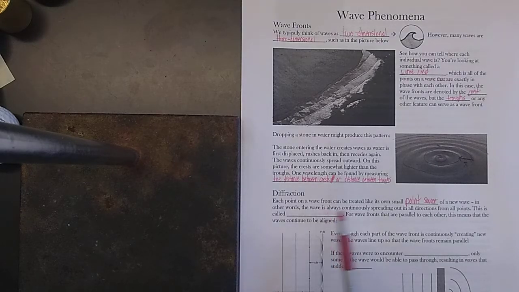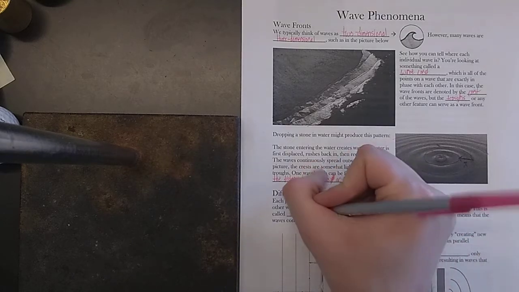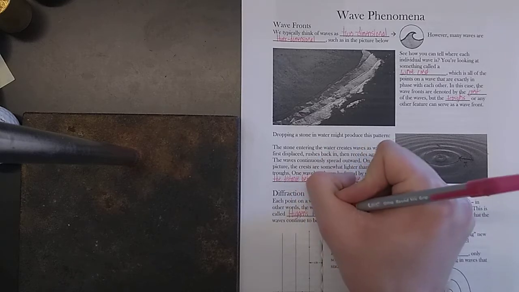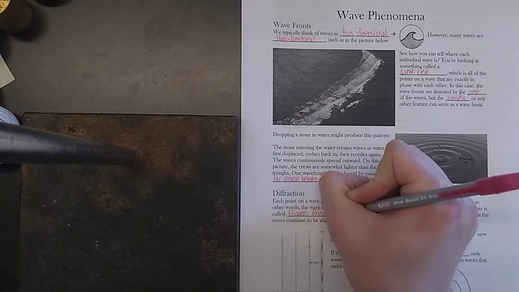The wave is always continuously spreading out in all directions from all points. The fact that we see crests and troughs has more to do with how the waves coming from one particular point source interact with the waves from another particular point source. This idea that every point on the wave serves as the point source for future waves is known as Huygens' principle. Huygens was, I believe, Danish and lived a couple hundred years ago.